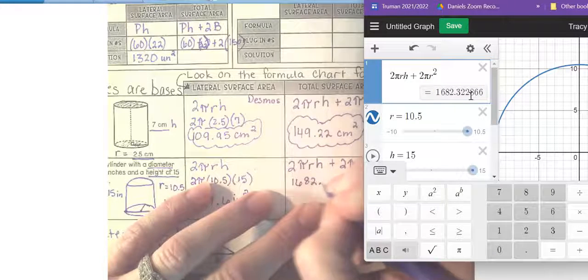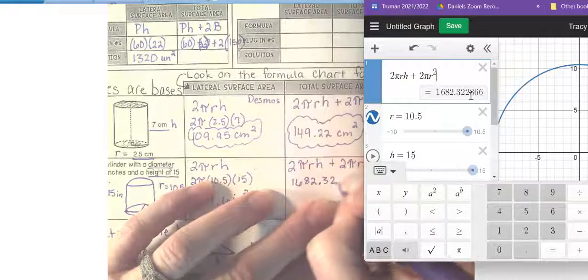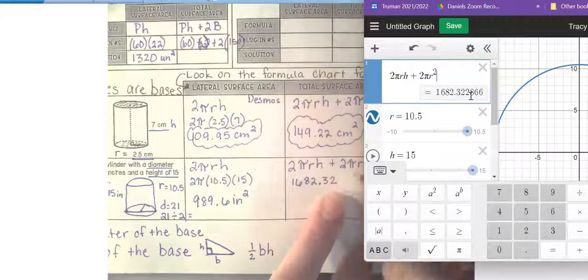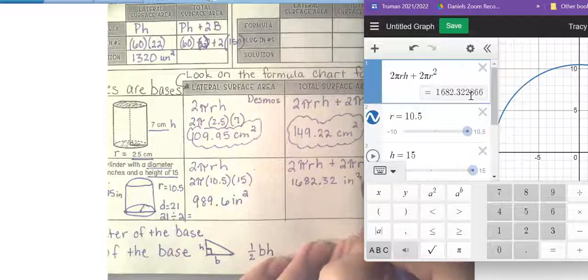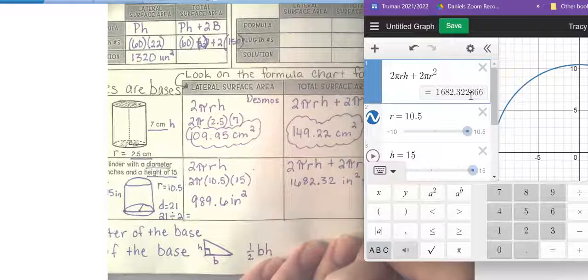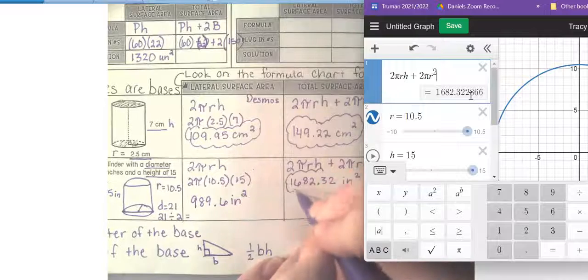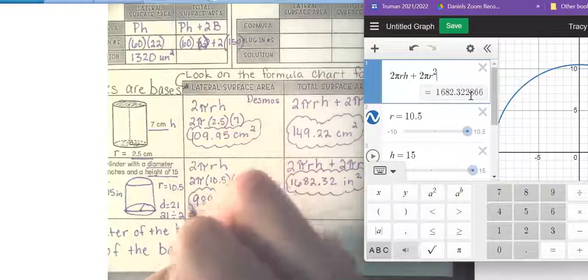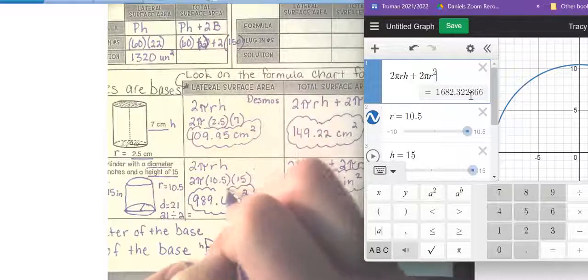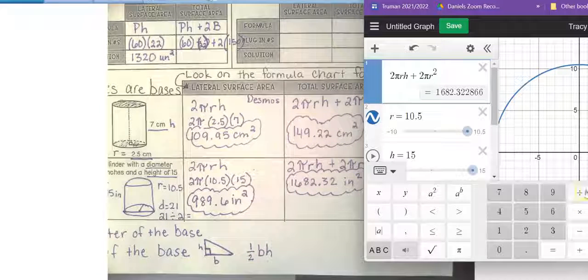1682.32. That's perfectly fine. This is inches to the second power because it is not volume. Volume we would use cubed, or to the third power. So here's my total surface area. Here's my lateral surface area.